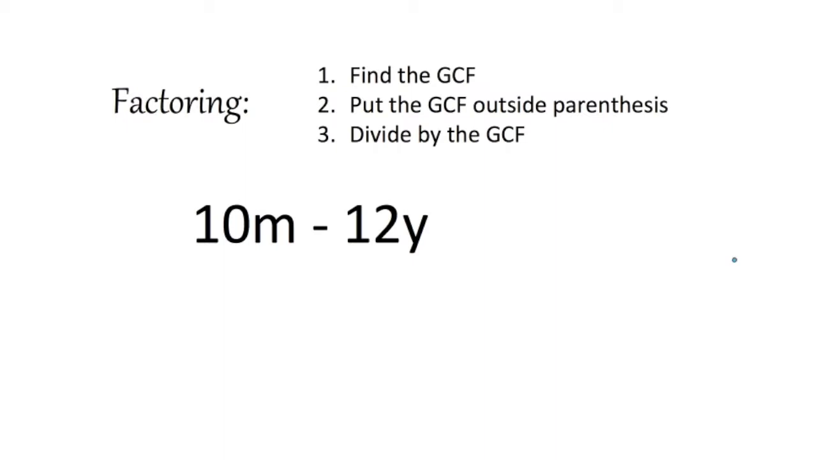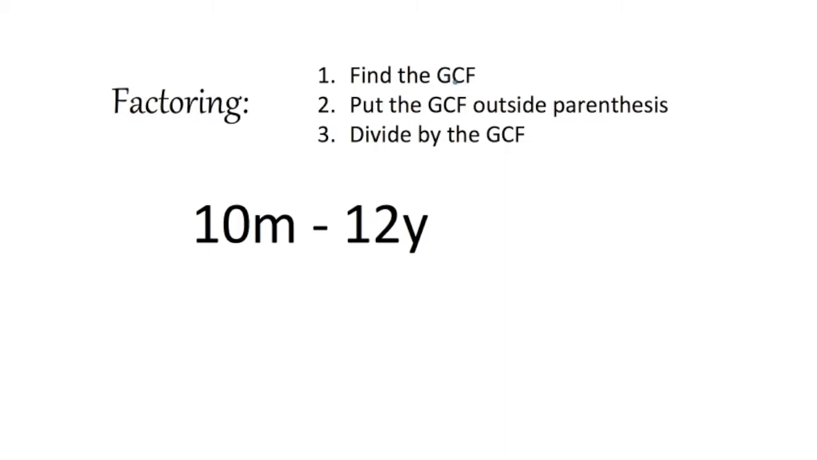So when we're factoring, we're trying to take something out. And we can do this by following a 3-step guide. First, we're going to find the GCF, that stands for greatest common factor. Second, we put the GCF outside of some parentheses. And third, we divide by that GCF. So let's go ahead and follow these 3 steps now together.